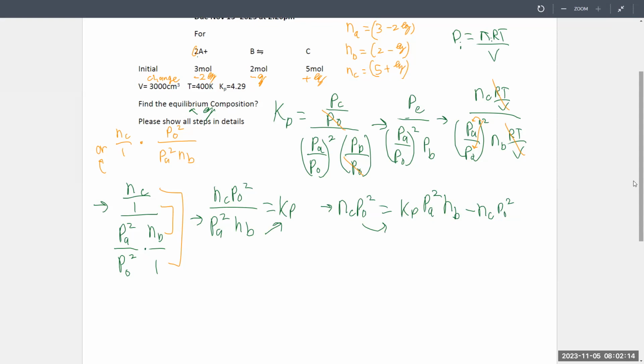Probably should have written that in. Why does that do that? Oh my gosh. Anyway, I was going to write that minus NC P naught squared, so that it's equal to 0.